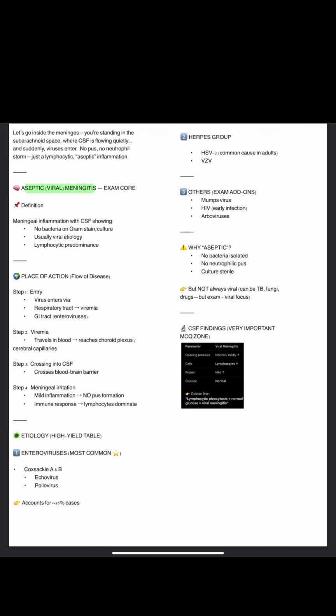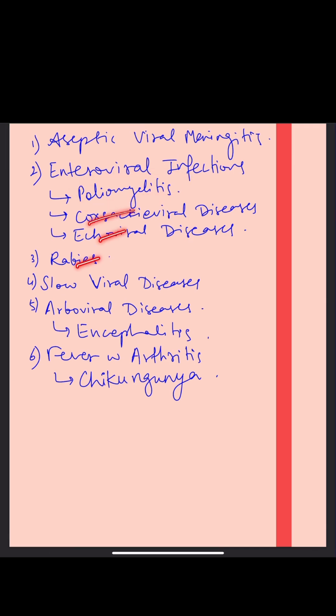That's about aseptic viral meningitis. Next, we have to see poliomyelitis and the rest. Let's stop here for now.